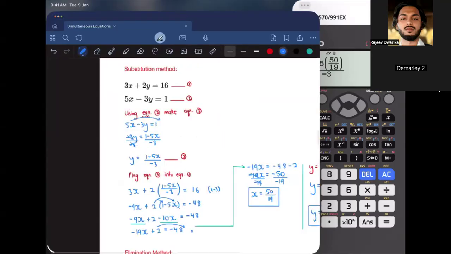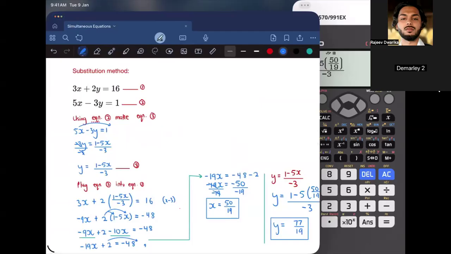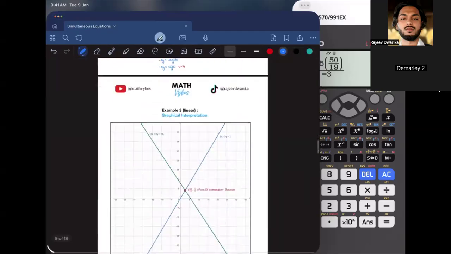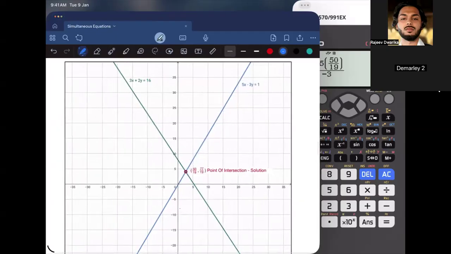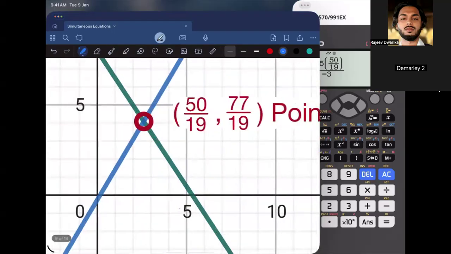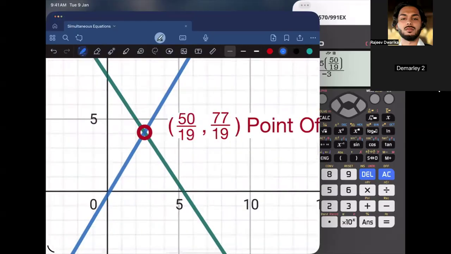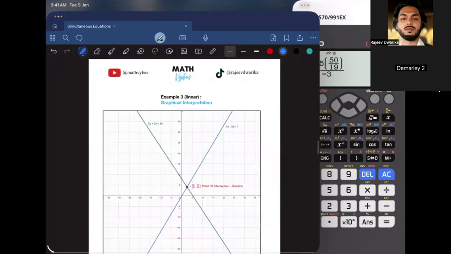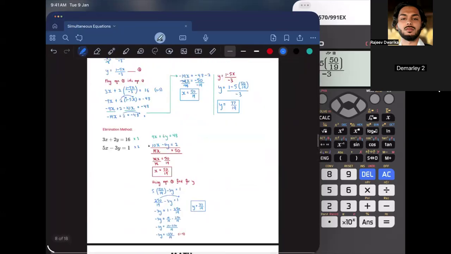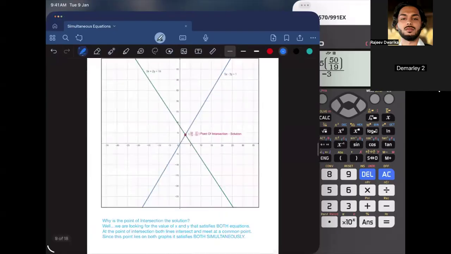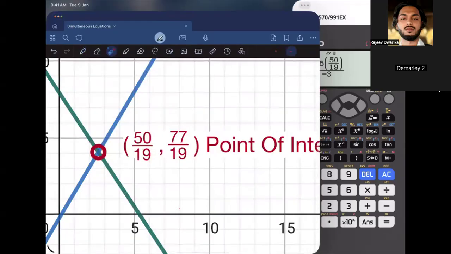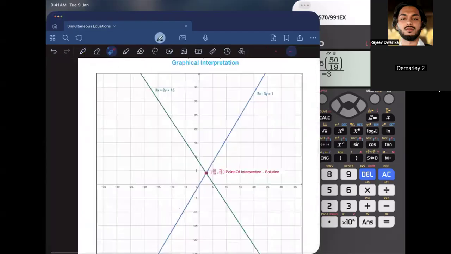At your level, when you're doing maths, this is the hardest example you'll get. And watch, if I do the graph, look at the point of intersection. That's the solution we got. We got x to be 50 over 19 and y to be 77 over 19. That's what you got over here.